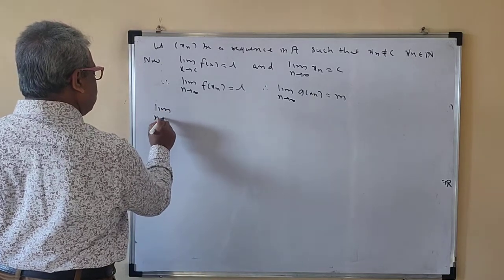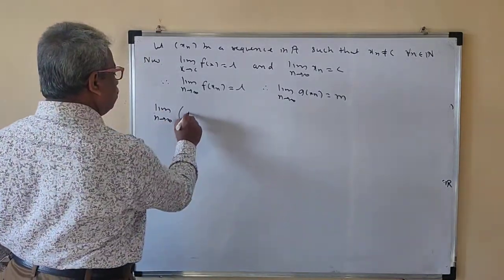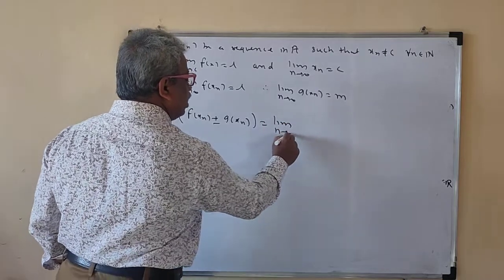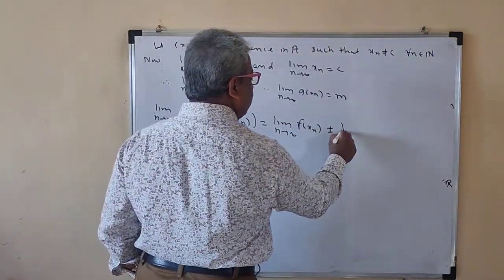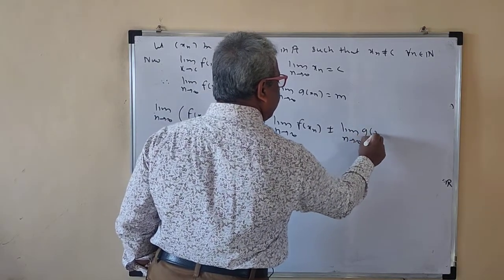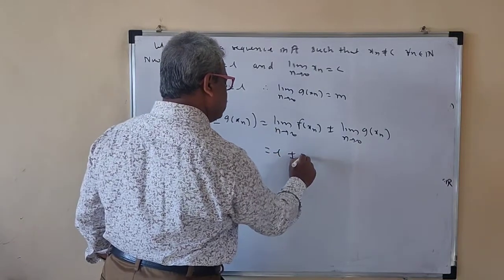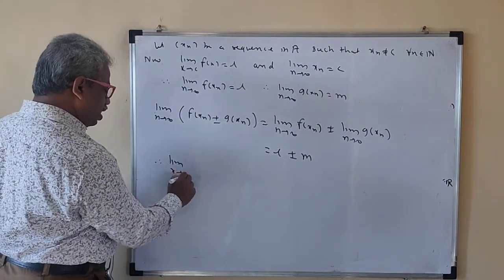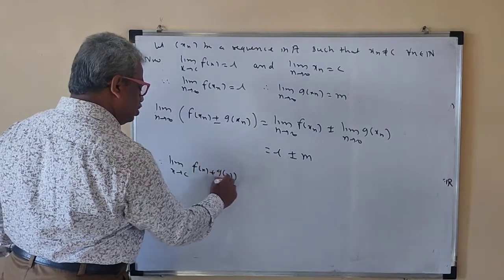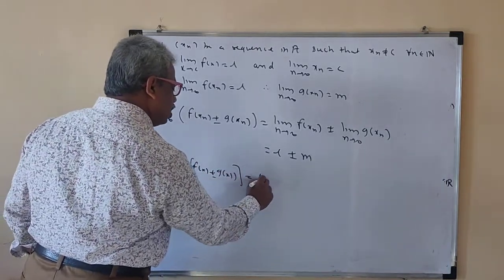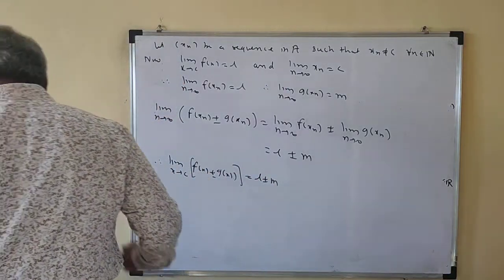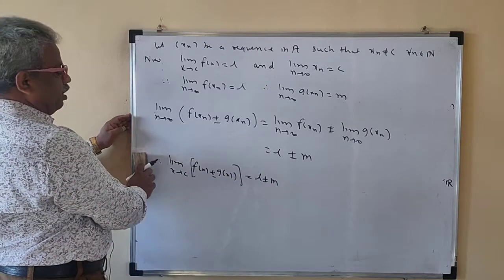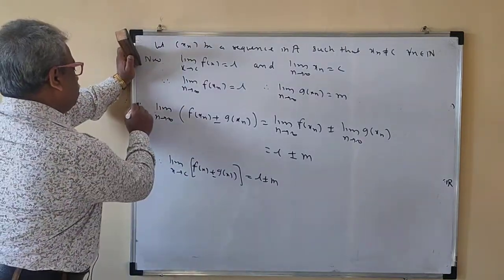So limit n tends to infinity, f of xn plus or minus g of xn is equal to limit n tends to infinity, f of xn plus or minus limit n tends to infinity, g of xn. So this is equal to L plus or minus M. Therefore limit x tends to c, f of x plus or minus g of x is L plus or minus M. So we have proved the first one.